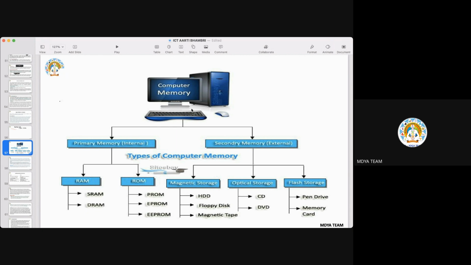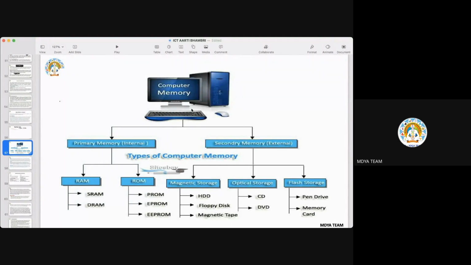And secondary memories, you are familiar with so many of them. You must have seen those memories also. They are of three types here. Sometimes it is two types, just magnetic and optical storage. And flash memories are also one of the types. In some books it is given, in some books it's not given.